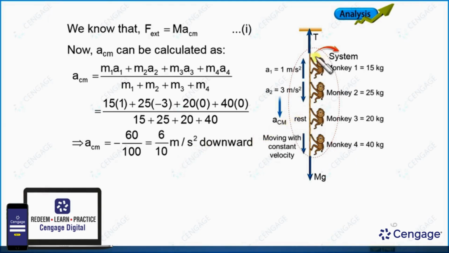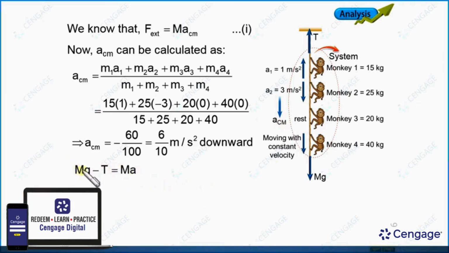Now we can apply Newton's second law for the system of particles. We can write F net equal to mass multiplied by acceleration. Again we are using the net force, and because the acceleration of the center of mass is in the downward direction, here we can write net force, that is capital Mg minus T equal to M multiplied by A. A is the acceleration of the center of mass.